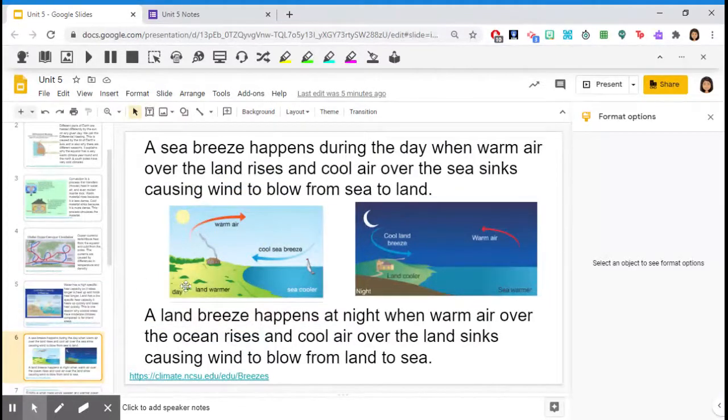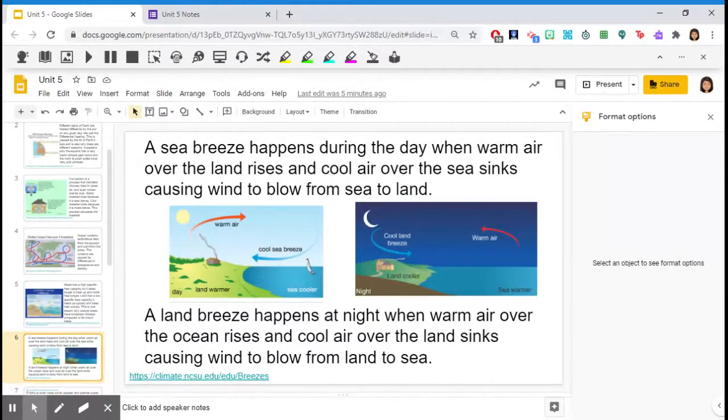So because the land heats up quickly during the day, and because the land is hot, it actually heats the air above the land. So that hot sand at the beach heats up the air above it. That warm air, because it's heated, is less dense, like we were talking about in convection, so it rises. And that actually creates what we call a low pressure system, as that hot air rises over land in the daytime.